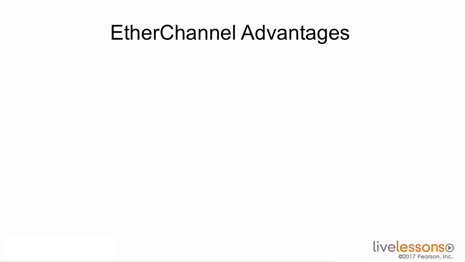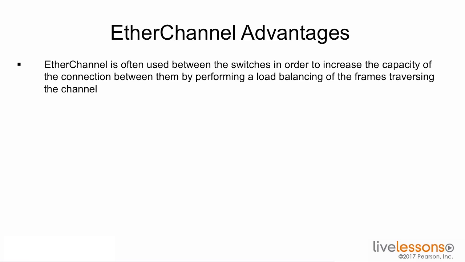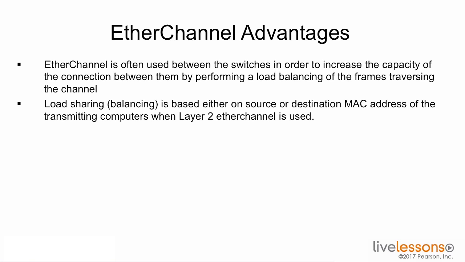In the data center, we use Ether channel because it offers many advantages. An Ether channel or port channel is often used between the switches in order to increase the capacity of the connection between them by performing load balancing of frames traversing the Ether channel. Load sharing or balancing is based either on source or destination MAC address of the transmitting computers when the layer 2 Ether channel is used. This can also be changed to use other parameters as well.